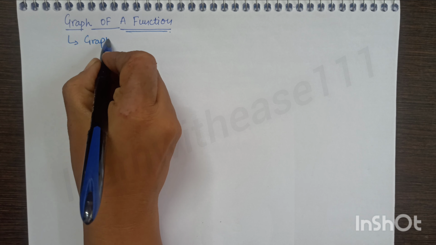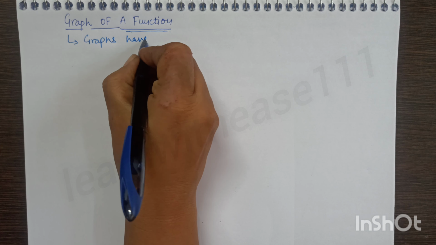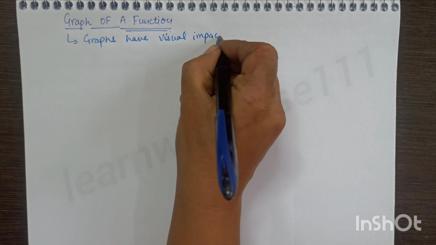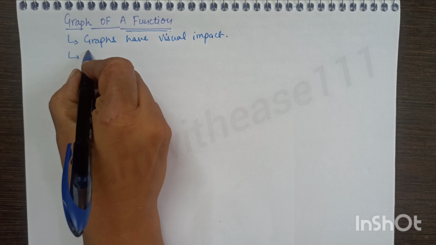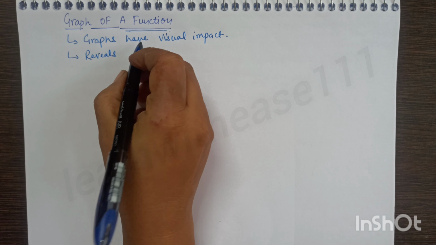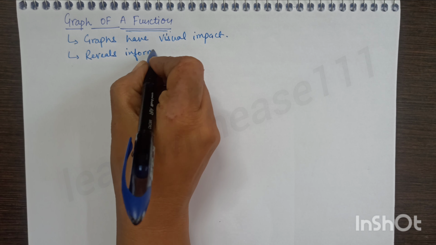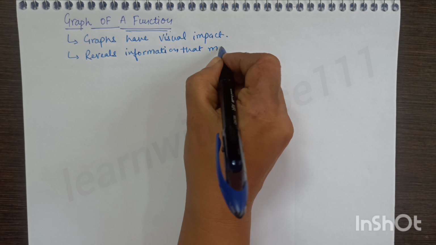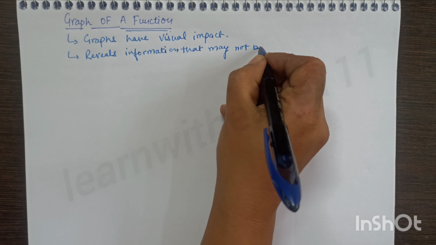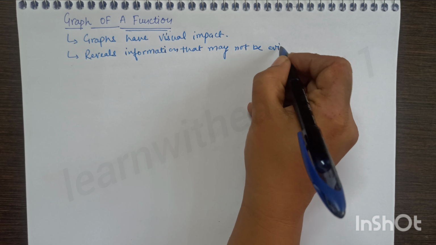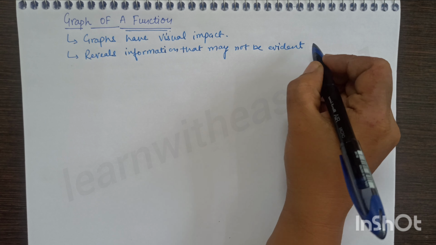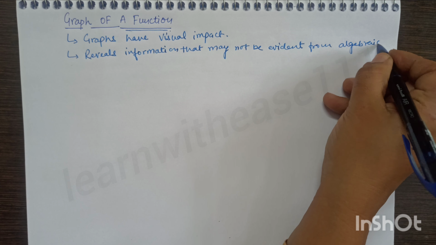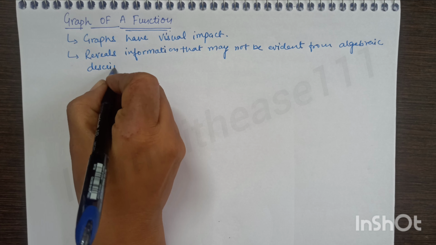Graphs have a visual impact. By looking at the graph, we can tell much about the relationship between two variables, which is not clearly evident from just the equation y equals f(x). So they reveal information that may not be evident from the algebraic descriptions given to us in terms of y equals f of x. Just by looking at the graph, we can tell much about the function.